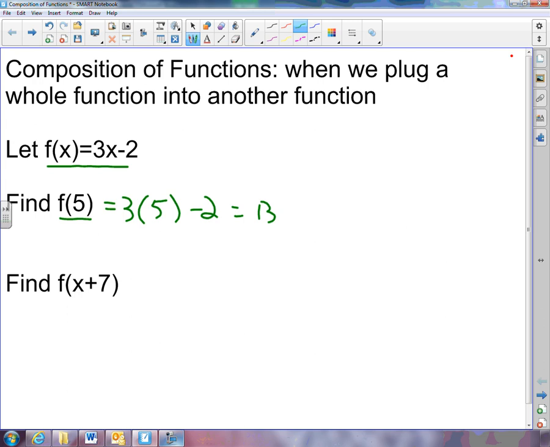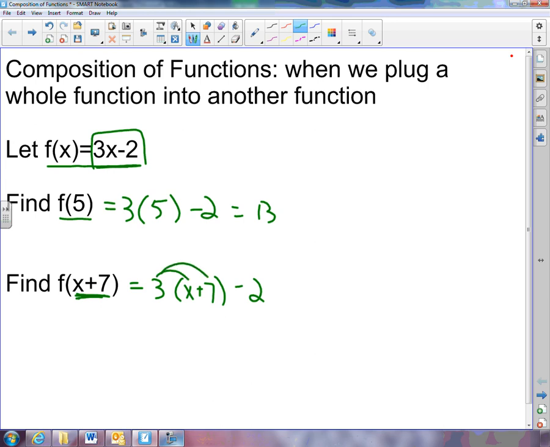Now let's do that same idea, but instead of just plugging in a number, we're going to plug in an algebraic expression. Here, let's plug x plus 7 in for the x. So we're going to do 3, and instead of writing x, we're going to write the whole thing that we're plugging in, x plus 7. And now we're going to subtract 2. We're going to continue writing this function. All we did was write f of x, but we plugged x plus 7 in where the x was. Now all we have to do is simplify.